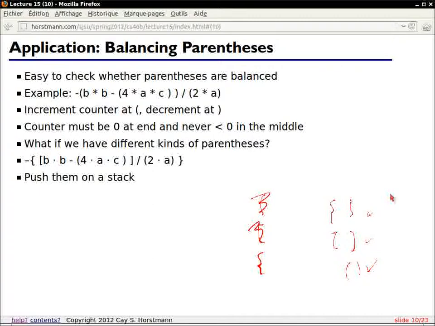If, on the other hand, they were coming in a different order, then the last in, first out discipline of a stack would mean I would sense the mismatch. So the stack is kind of my memory of which parentheses are currently open. So that's an algorithm that's easy enough to program.